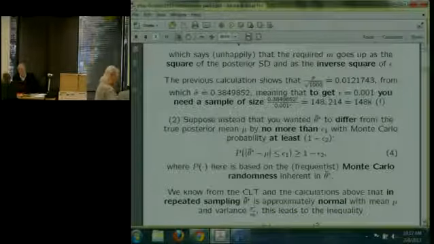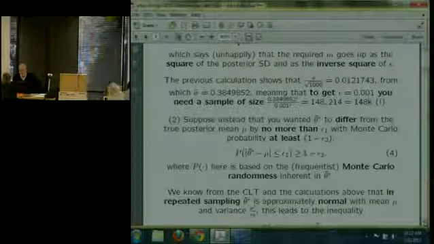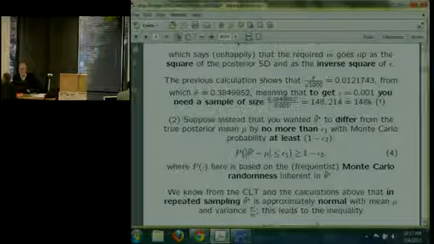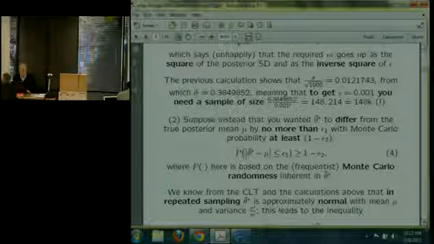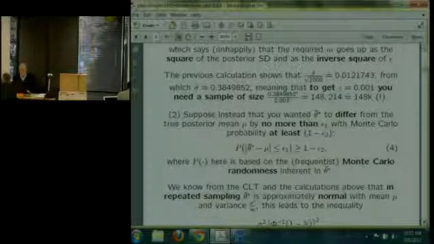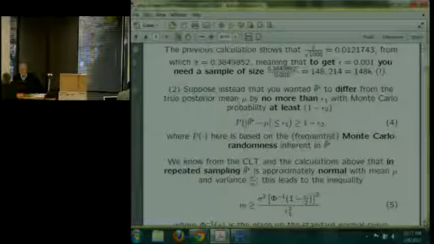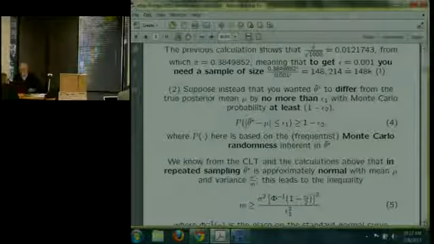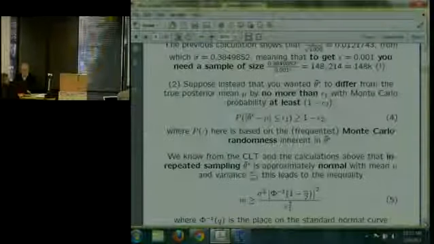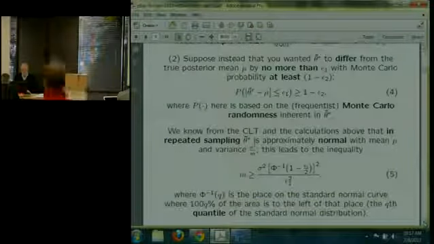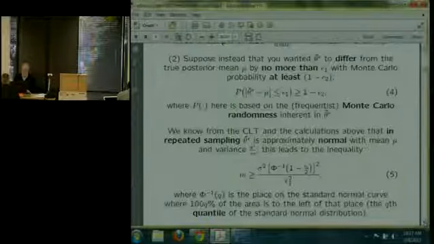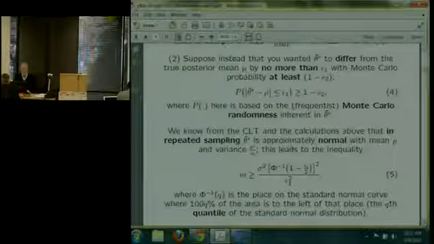So what we know from the central limit theorem and the calculations we already have done is that in repeated sampling, theta bar star is approximately normal with mean mu and variance sigma squared over m. And when you take those facts into account and make them operational, the solution to equation 4 becomes equation 5, where phi inverse of q is just that particular quantile. It's the place on the standard normal curve where 100q% of the area is to the left of that place.